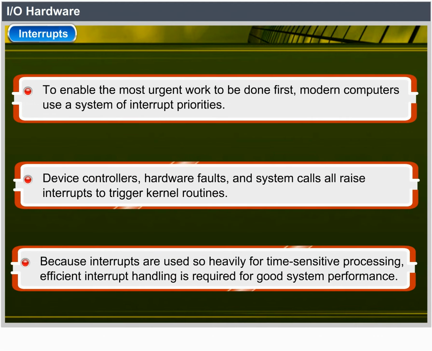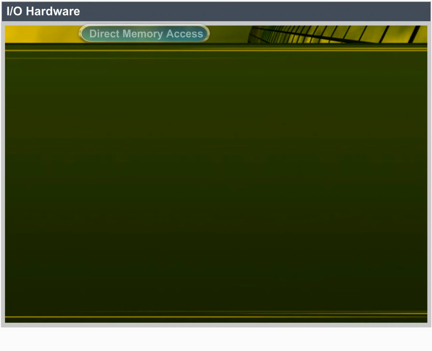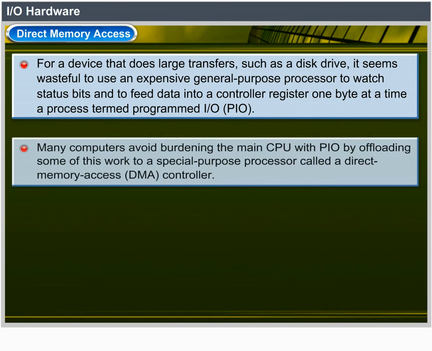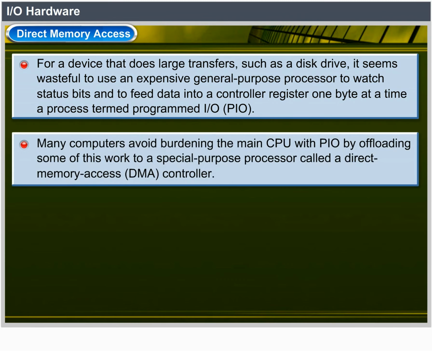Direct memory access. For a device that does large transfers, such as a disk drive, it seems wasteful to use an expensive general-purpose processor to watch status bits and to feed data into a controller register 1 byte at a time, a process termed Programmed Input-Output (PIO). Many computers avoid burdening the main CPU with PIO by offloading some of this work to a special-purpose processor called a Direct Memory Access (DMA) controller.